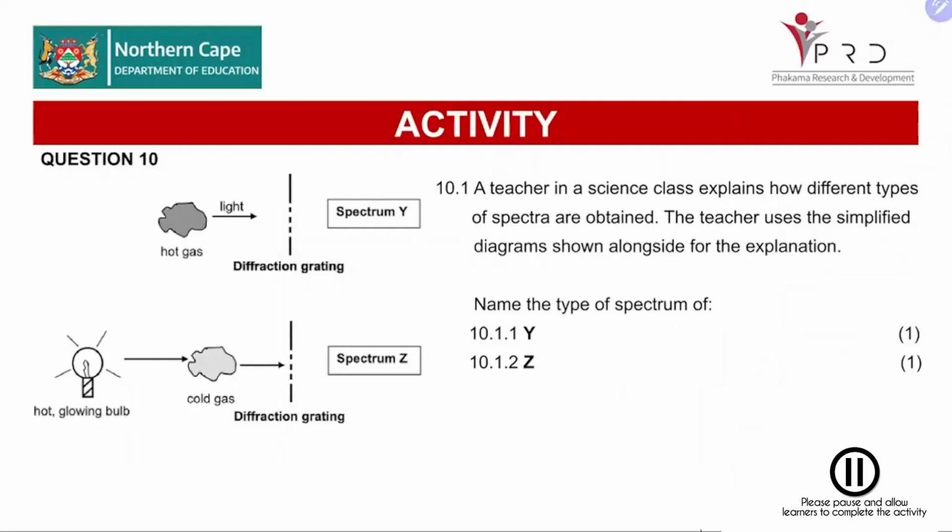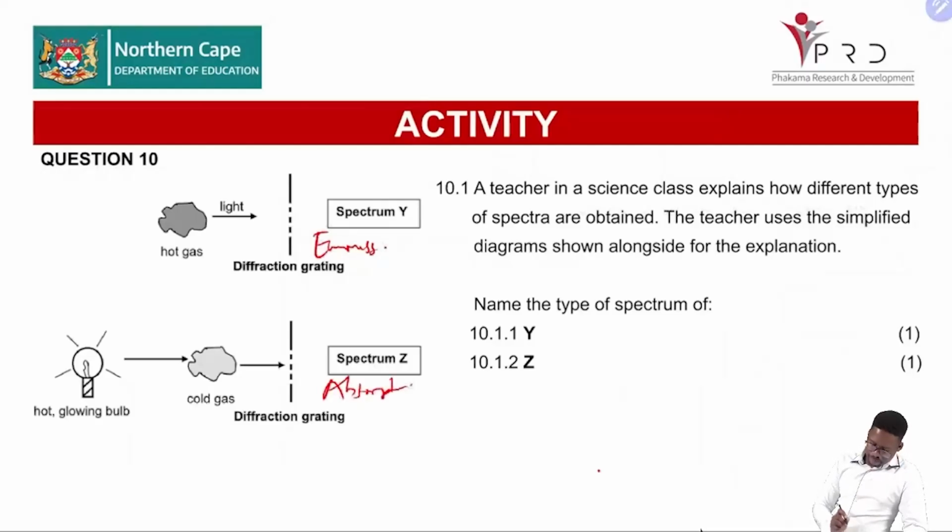Right? A learner must look at this activity. A teacher in a science class explains how different types of spectrums are obtained. Already you look at the obvious clues. If they are saying hot gas, it's emission. If they're saying cold gas, it's absorption. So Y is emission spectrum, and then Z is absorption spectrum.